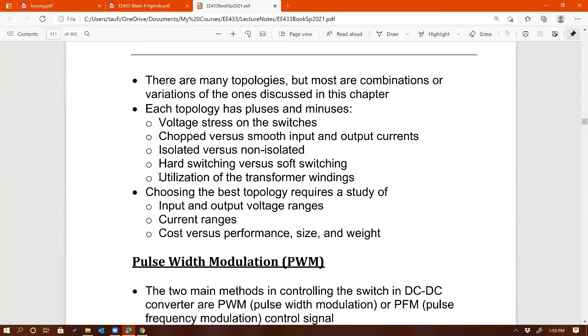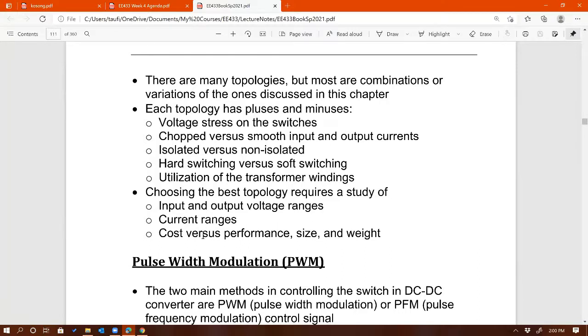So choosing the best topology requires a study of input and output voltage ranges, current ranges, cost versus performance, size, and weight. So you're going to have to know all of these first before you choose a topology. We need to know what kind of input and output voltage we are dealing with for the DC to DC converter that we're designing, and then what kind of output power, which relates to the output current that this converter has to provide to the load.